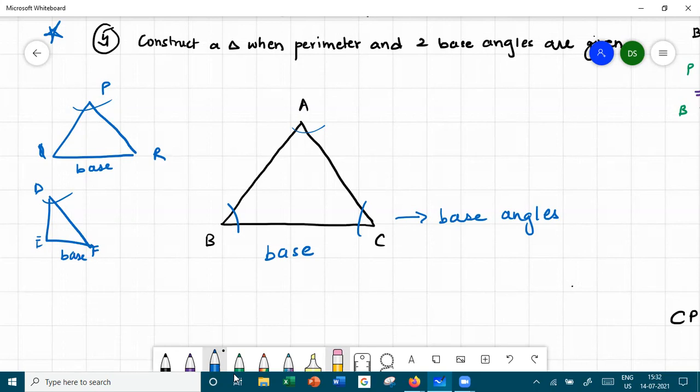Suppose they tell you one of the base angles is 60 degrees, which means either B is 60 or C is 60. Okay, so you can take either one and construct it. That's not an issue. But suppose they have told you that there is a triangle ABC where BC is 5 centimeters and angle B is 60 degrees, right? Then this angle is 60 degrees itself. You can't draw it here, your triangle will go wrong, right?